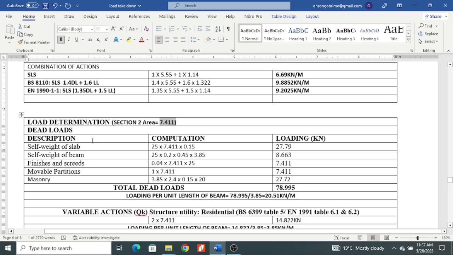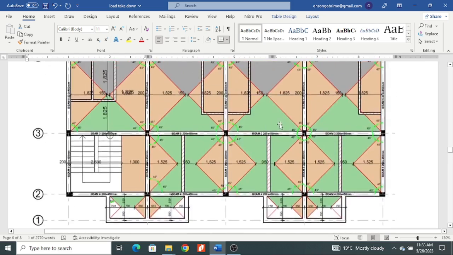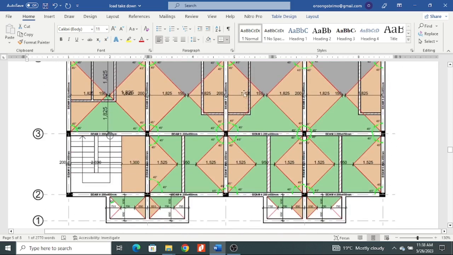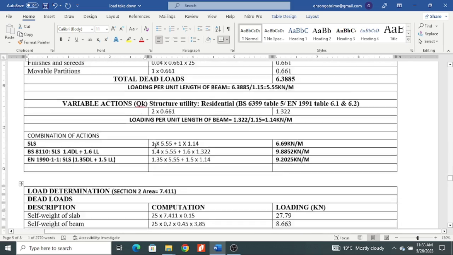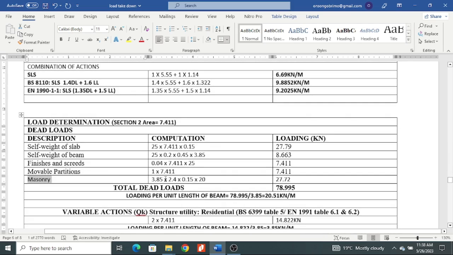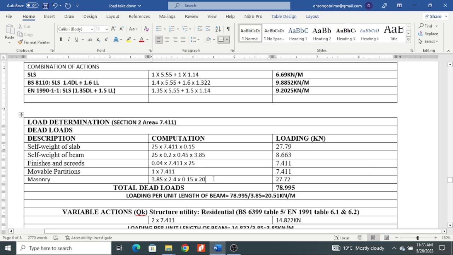This is the area. I have already explained all this except masonry. You observed that some sections had some masonry walls, like this one, right? So I have determined the loading of my masonry of that section, using 20 as the unit weight of masonry, and I assumed they are 150 millimeter thick walls.